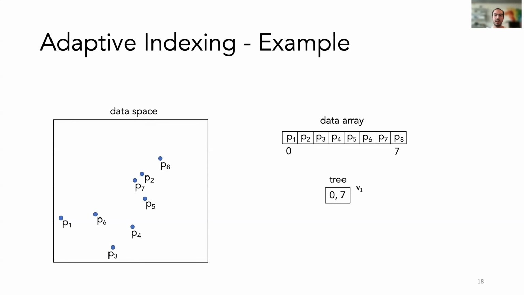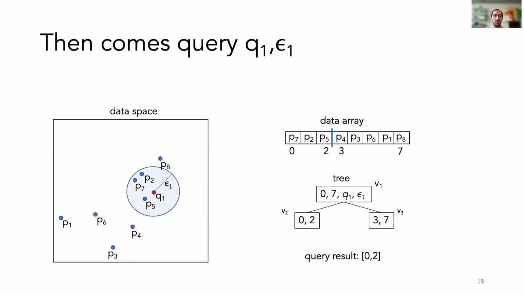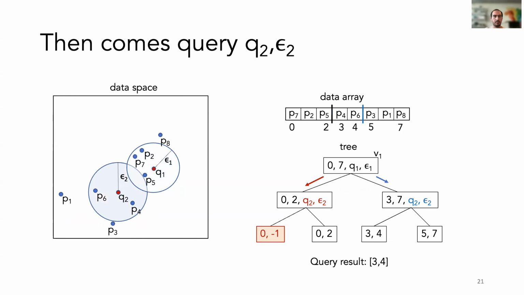Let's go through an example to better understand the index. We start with an uncracked array of 8 2D objects, P1 to P8, and a root node V1 with low 0 and high 7. Then query Q1 with radius epsilon 1 comes. As there is no indexing information yet, we scan the whole data array to find the query results, and at the same time we crack the data array into two new pieces, one containing the results of query Q1 and the other containing the rest of the data. The query results are in the scope of the left side of V1, meaning the results are in position 0, 1, and 2 of the data array, and the data objects are P7, P2, and P5.